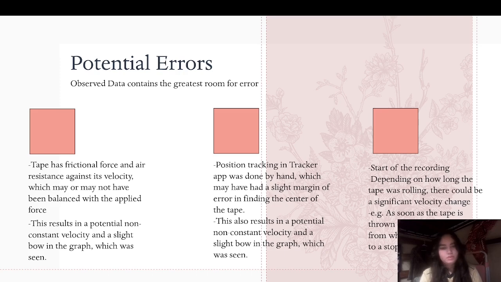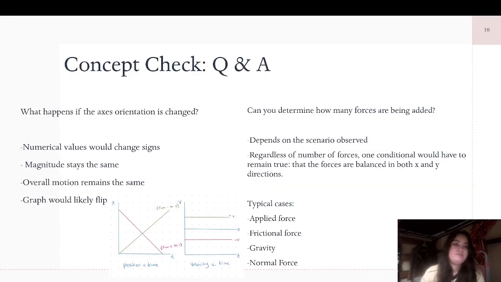Also, the position tracking was done by hand, and there could have been a slight margin of error when we tried to find the center of the tape, which also led to a bowing. Then also, depending on where we started the recording, there could have been a significant velocity change, such as soon as we pushed it, or while we watched the tape starting to finally taper off.